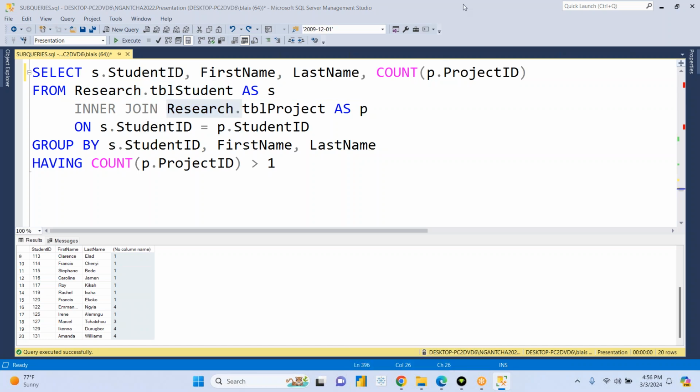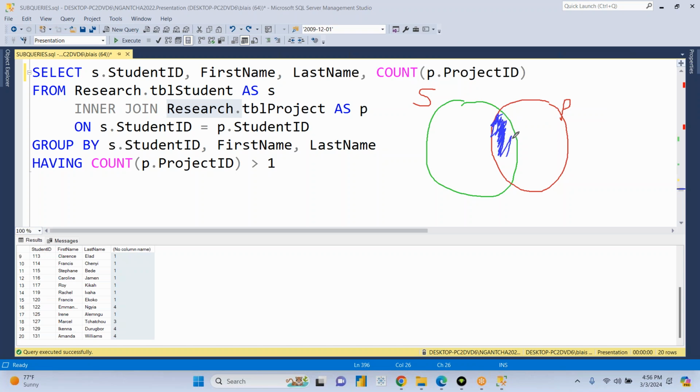Let me draw this. This is a revision. This is the student table. Let's take a different color. This is the project table. All right. What are we looking for? We are looking for students that are assigned to projects. That is the intersection: students assigned to projects. This is what you're looking at.